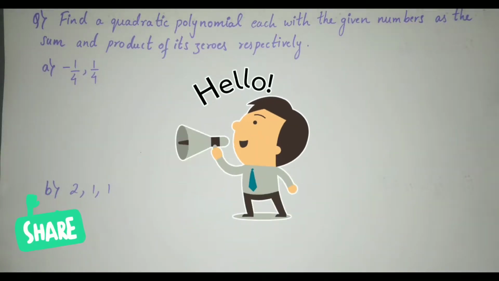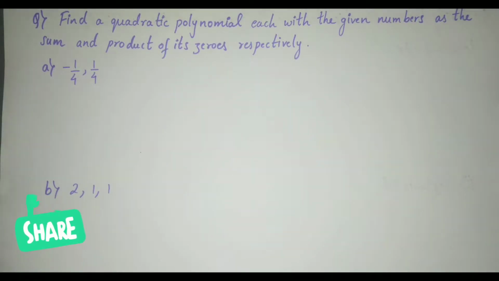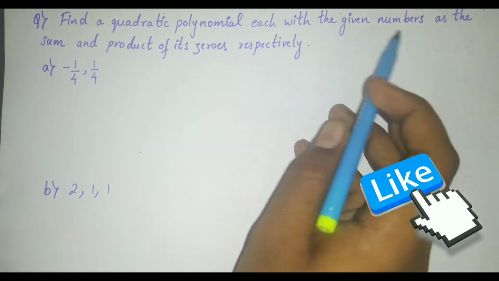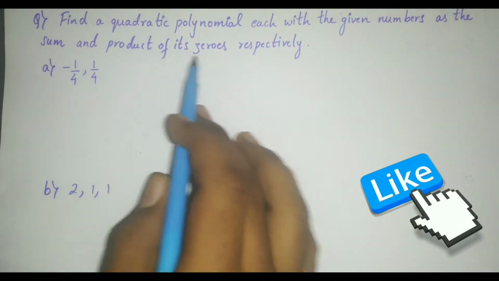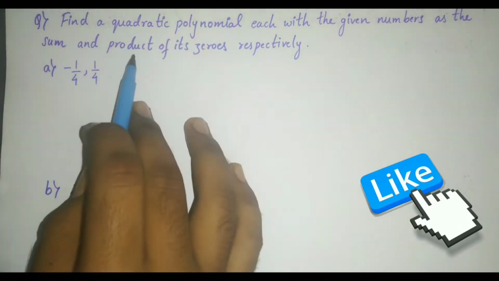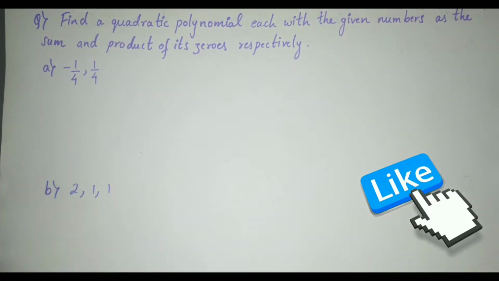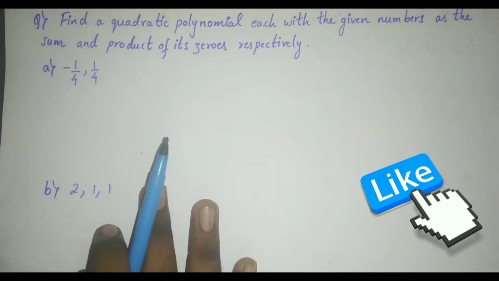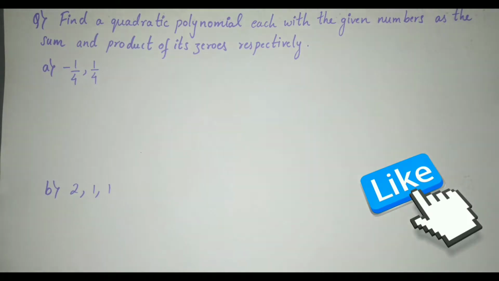Hello guys, in this video we are going to discuss how to find a quadratic polynomial with given numbers as the sum and the product of its zeros respectively. If the sum and product of the zeros are given, how do we form a quadratic polynomial? In the previous video we have discussed the formula also.